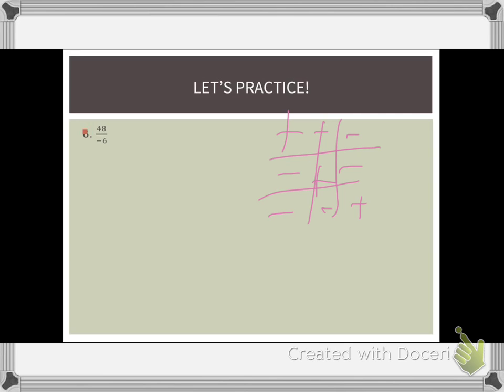We have a positive that's being divided by a negative. A positive being divided by a negative would be right here. A positive divided by a negative is going to give us a negative. So I'm going to put my negative sign there. I always try to take care of that first and then do the math. 48 divided by 6 is 8. So 48 divided by negative 6 would result in a negative 8.